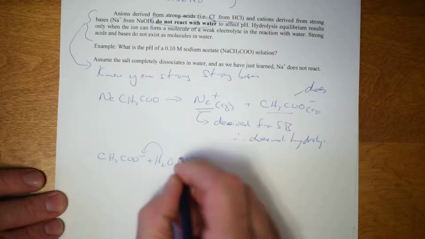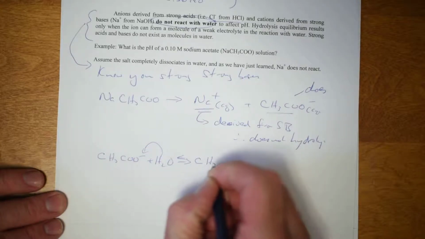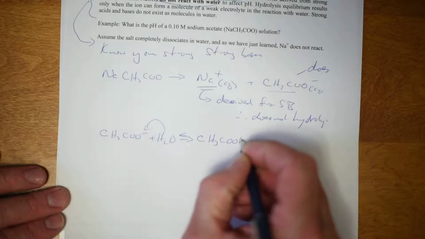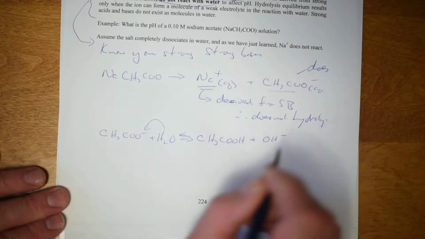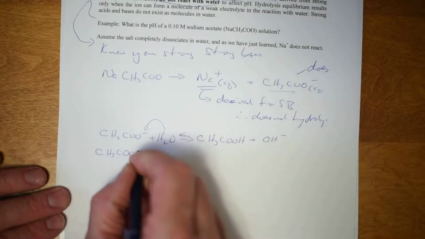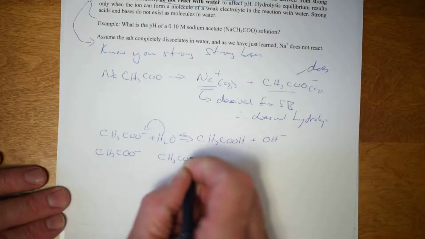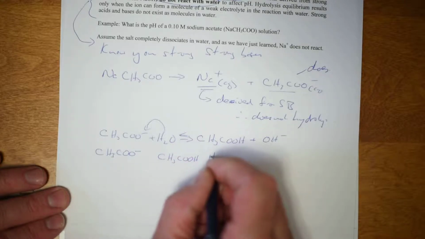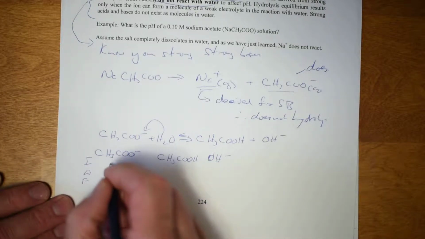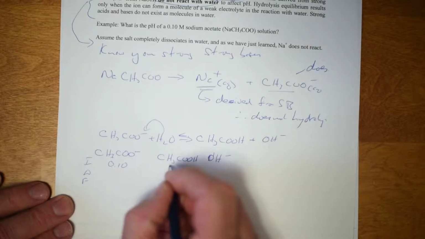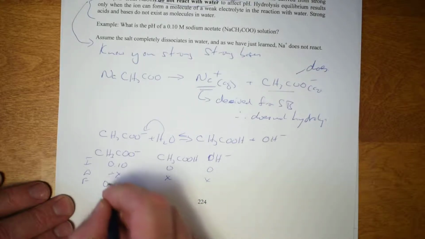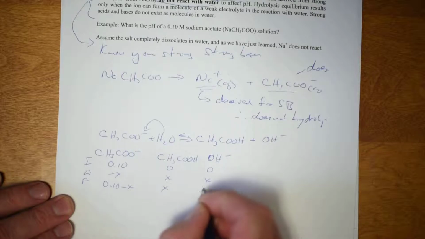proton off the water, and we're going to get CH3COOH plus OH minus, and then we do our little table as you've been taught to do before. So we have these three constituents. My initial, change, final: 0.100 minus x, x, and x. So I have 0.1 minus x, x, and x.